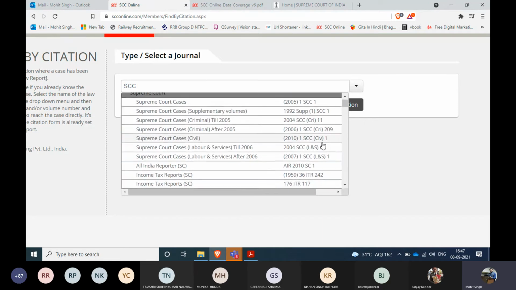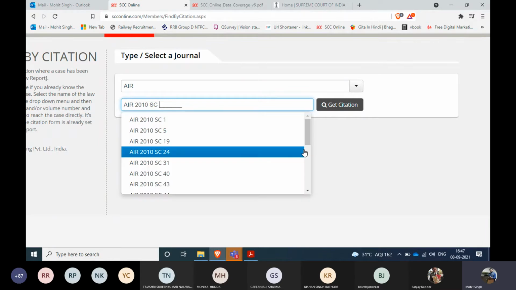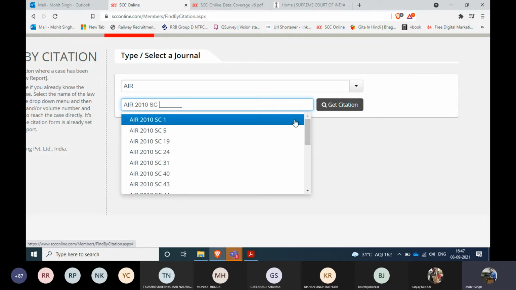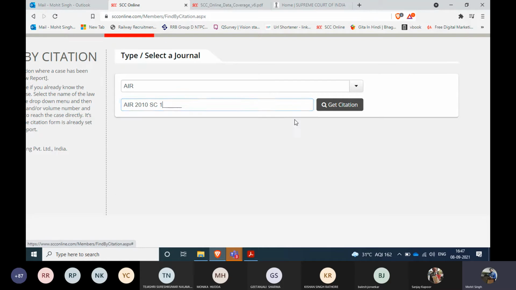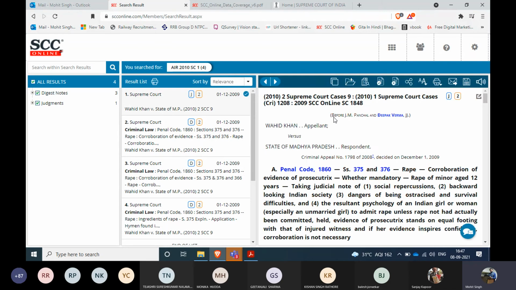Now, according to the journal which you select, for example, if you select AIR, then you need to enter the citation number, right? It has to be correct. So first of all, I'm entering the year number and then the software is asking me to enter the page number. In case you have any dilemma that this citation might be incorrect, then you should recheck your citation, or if you have a party name available, please go to find by party name.